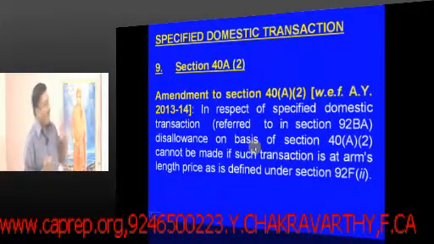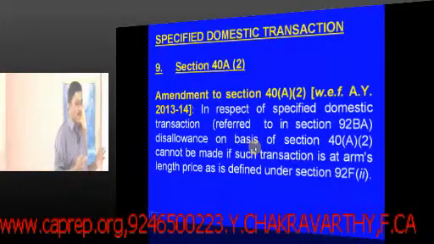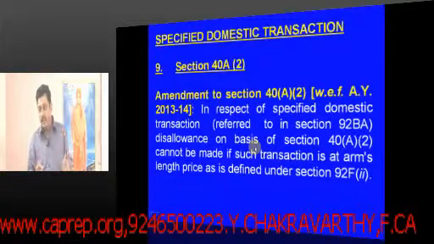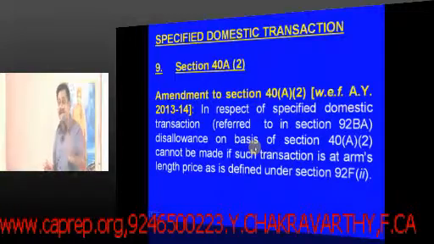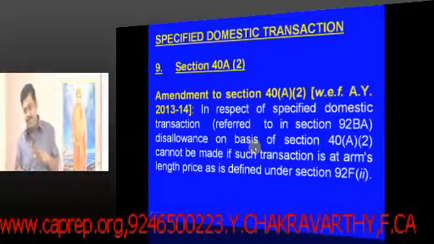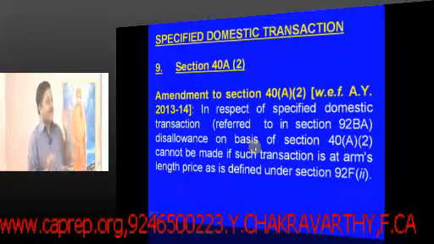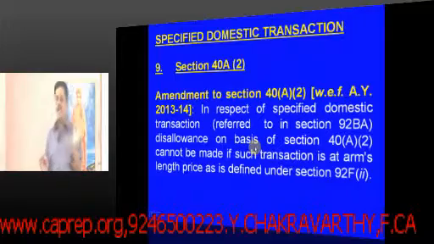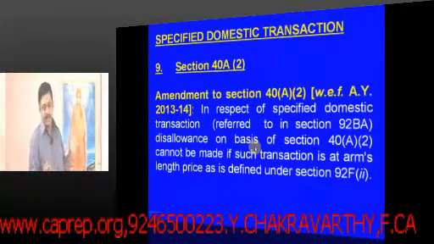So your 40A2 is amended to say that what? That is, you cannot disallow by invoking 40A2 as long as that specific domestic transaction is carried out at arm's length price. So you can invoke 40A2 in case a specific domestic transaction is not carried out at arm's length price. So that is the first point of learning.